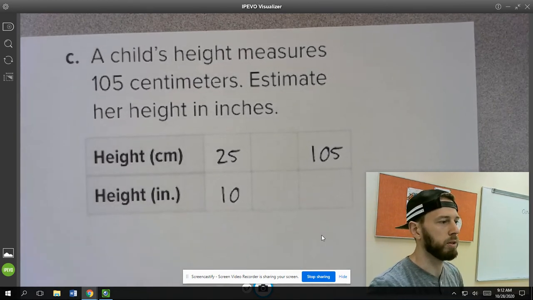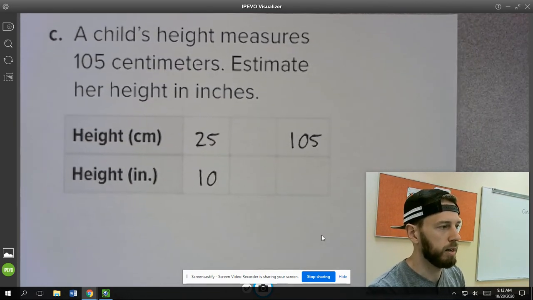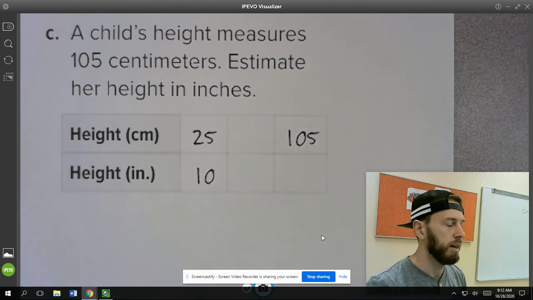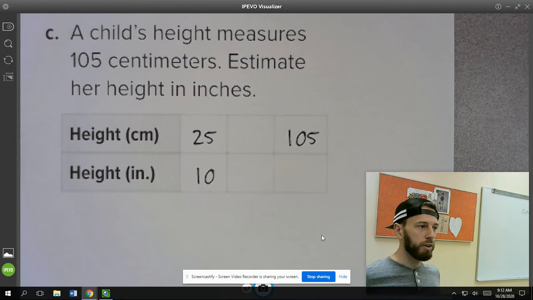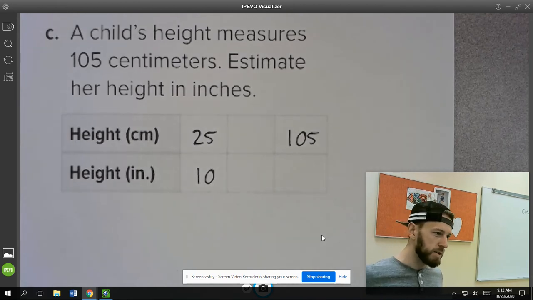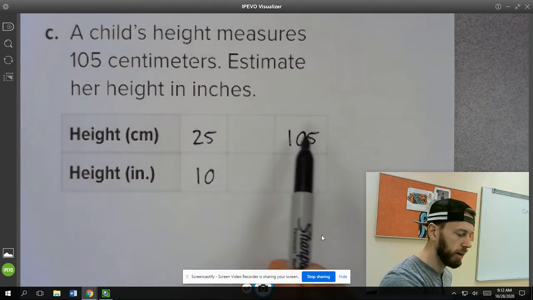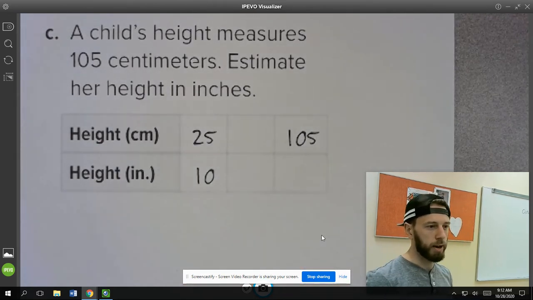Try this one on your own real quick. Pause the video, see if you can figure out the answer to this question. Estimate her height in inches. If a child's height measures 105 centimeters, you need to get from 25 to 105 somehow.